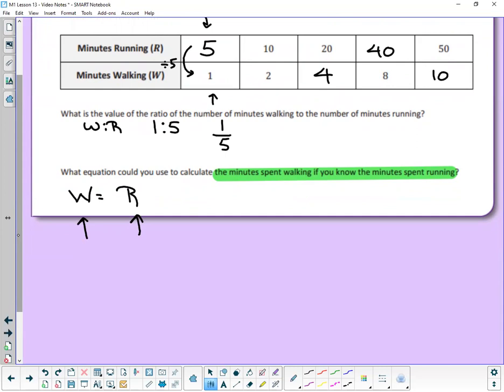Well, what if I spend 10 minutes running? Oh, look at that. Looks like I'm dividing by 5. What if I spend 20 minutes? Divide by 5. That might be the world's ugliest 5, right there.